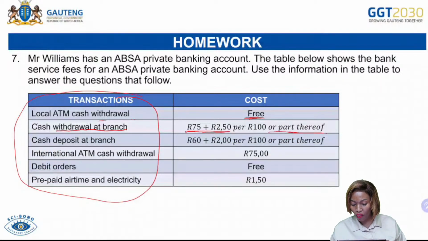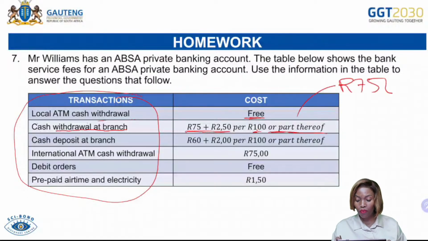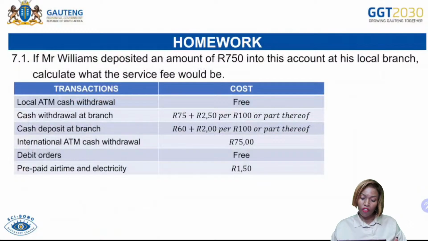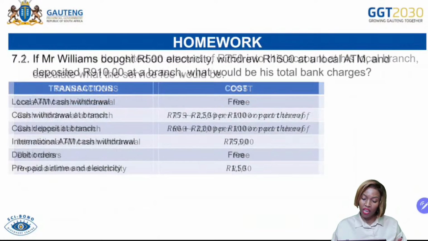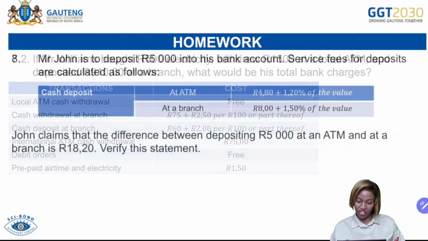This part thereof, it means for every 100 rand, even if he was just taking out 750, this 50 rand will be counted as a 100, meaning they will charge him for how many 100 rands? 800 rands. That is the meaning of part thereof. So make sure that you understand this table. From here on, you should be able to answer the questions.